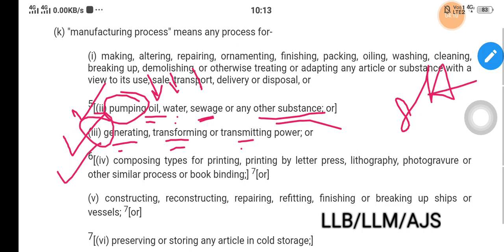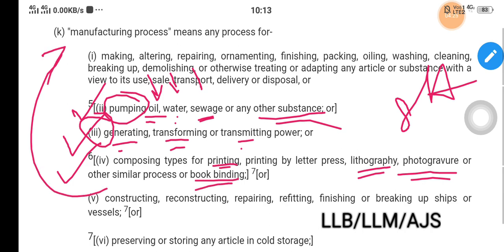Then 4. Composing types for printing, printing by letterpress, lithography, photogravure or other similar process, or bookbinding is also included.